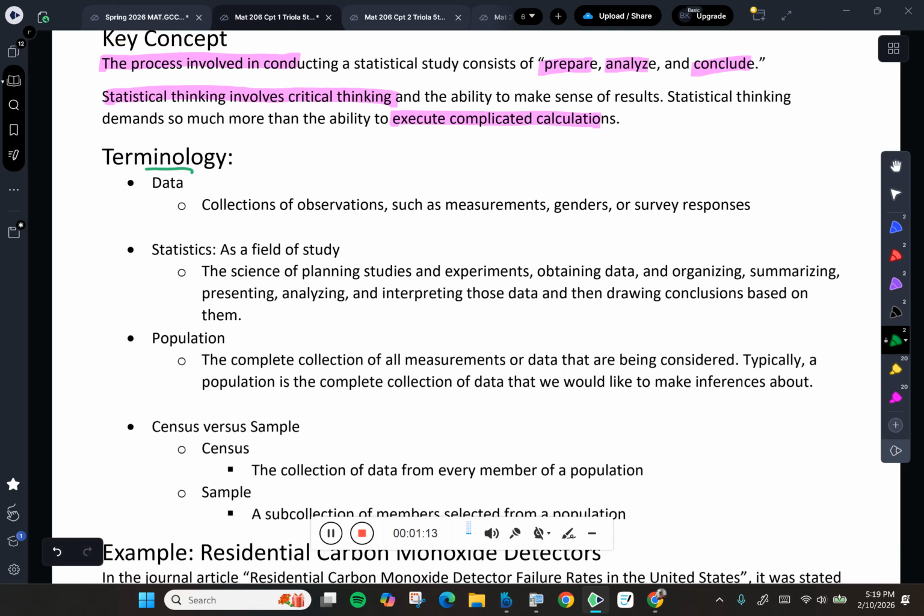We're going to be using this term a lot, data. And data is going to represent the collection of observations, whether they be measurements or counts or survey responses. So measurements, genders, survey responses, counts of things that we take. So the data will be that collection.